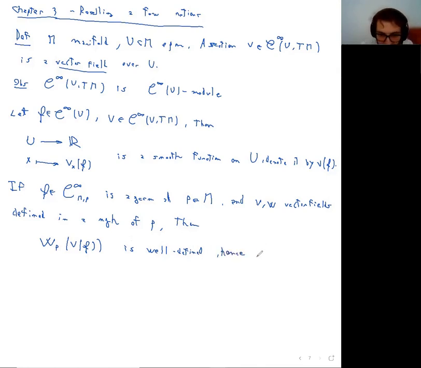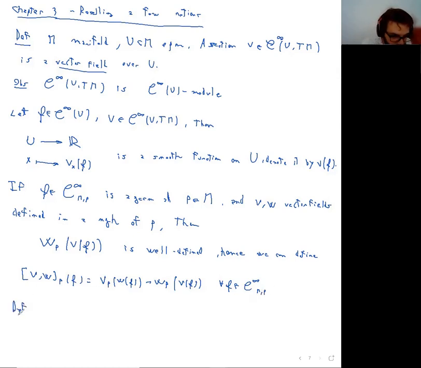Hence we can define a new vector field, which is the Lie bracket of vector fields, which you've probably seen before, which at a point P acts simply just like we just said, for every F, which is a germ near P. Definition: [V, W] is the Lie bracket of V and W. The bracket is very important, with lots of interesting properties.